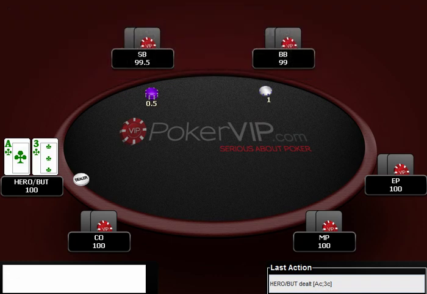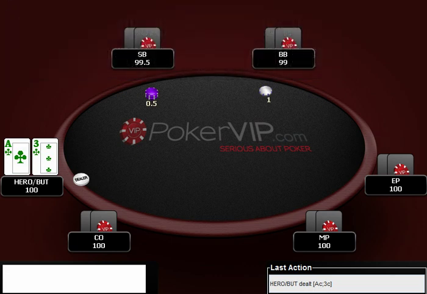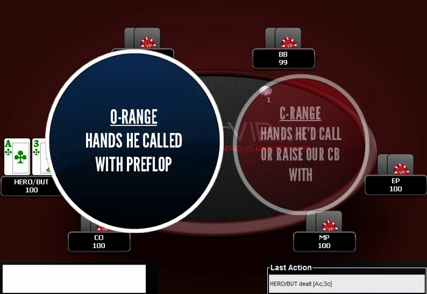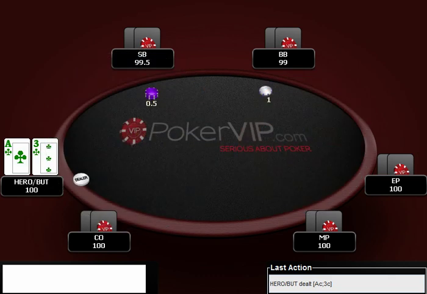A C range is his continuance range, and that's essentially what he's going to continue with if we make whatever play we make. Take a situation where we get to a flop heads up with a player, he checks, we C-bet. His O range is what hands he got to that flop with. His C range would be what hands he would give action to our C-bet with. I feel the best way to explain this would actually be by using an example.